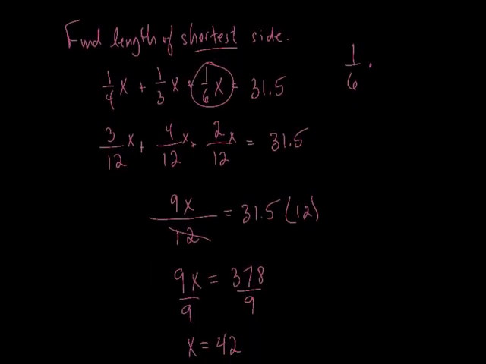Well, I just went through all that work to find x. It was 42. So it's 1/6 times 42. No calculator needed. Look, 6 goes into 6 once. It goes into 42 7 times. There it is. That's equal to 7. So the shortest side is equal to 7.